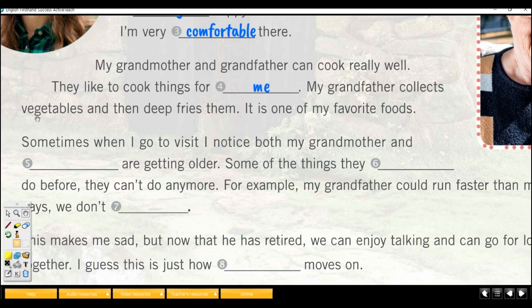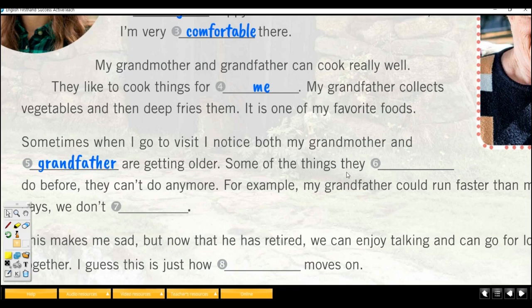And then sometimes when I go to visit, 가끔씩 방문할 때, I notice both my grandmother and my grandfather are getting older. 할머니, 할아버지 나이 점점 먹고 있어요. They're getting older.